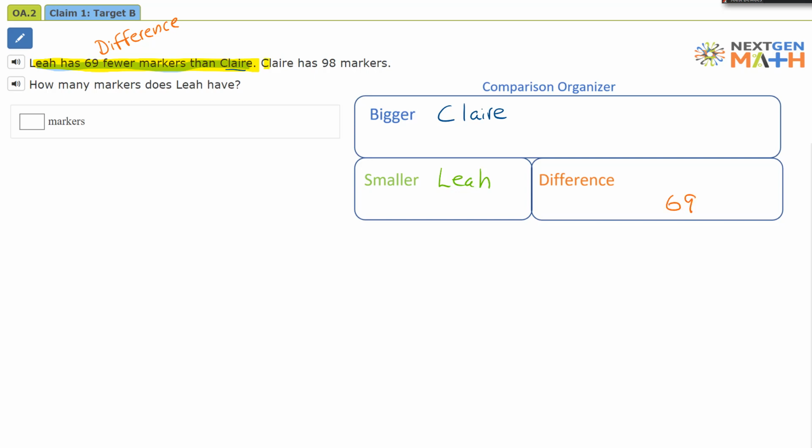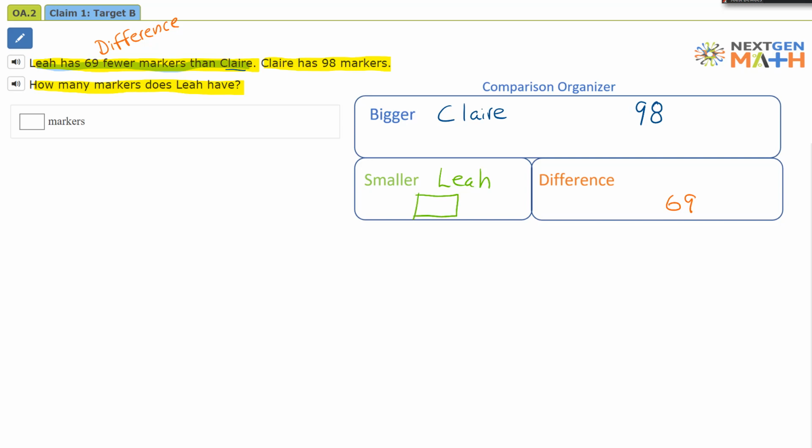Continuing on reading the problem, it reads, Claire has 98 markers. So we're going to put the number 98 up here. So Claire has 98 markers. And then lastly, it says, how many markers does Leah have? Well, that's what we're looking for.